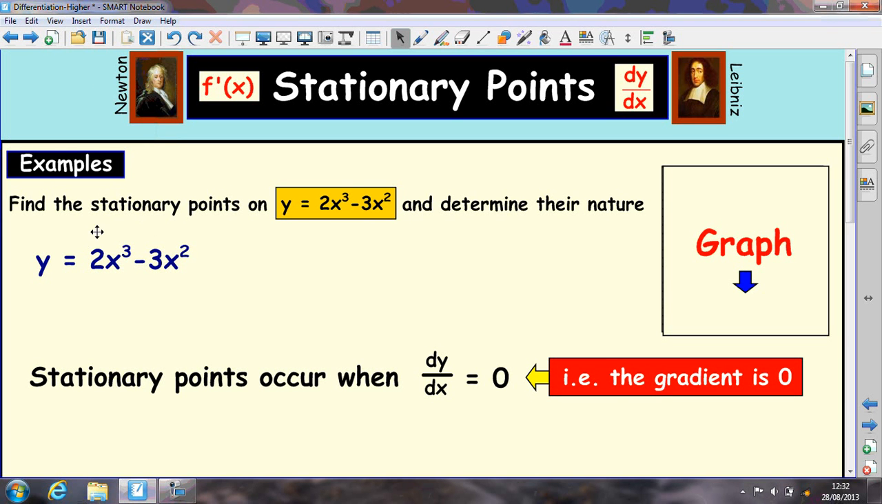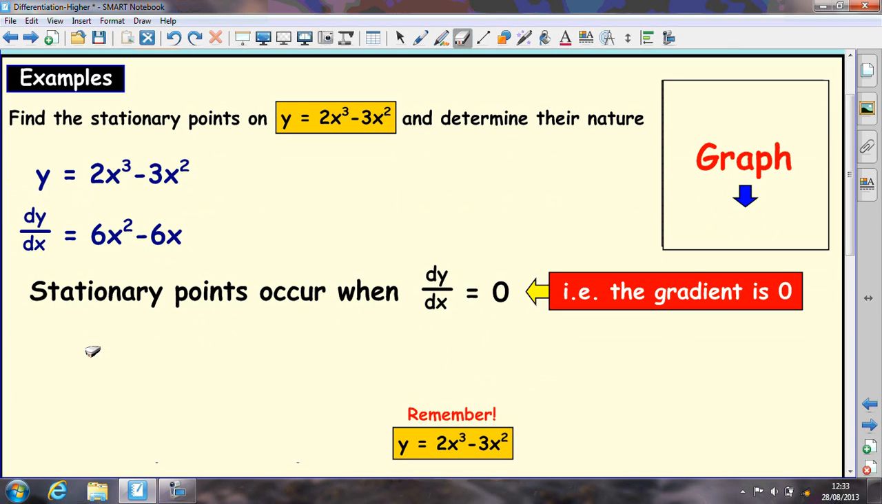In this example, we're looking at finding stationary points on a more complicated function, y equals 2x cubed take away 3x squared, and we have to determine their nature. So as before, we differentiate: multiply down by the 3, reduce it by 1, then multiply down by the 2 and reduce it by 1. Stationary points occur when dy by dx equals 0, or the derivative equals 0, i.e. the gradient's equal to 0, so we let this here equal 0.